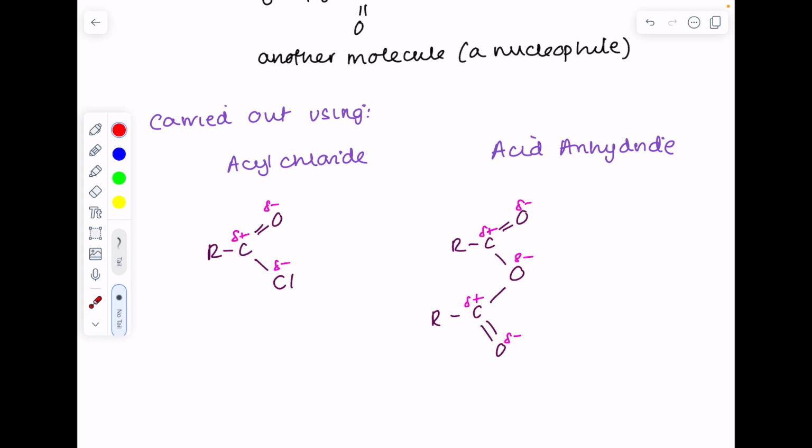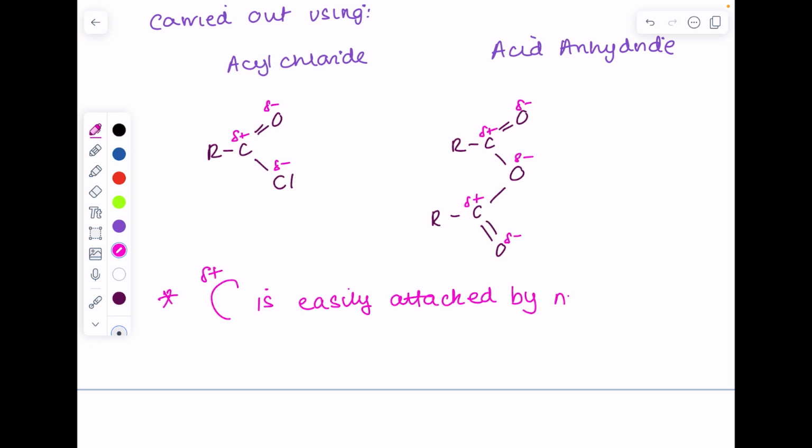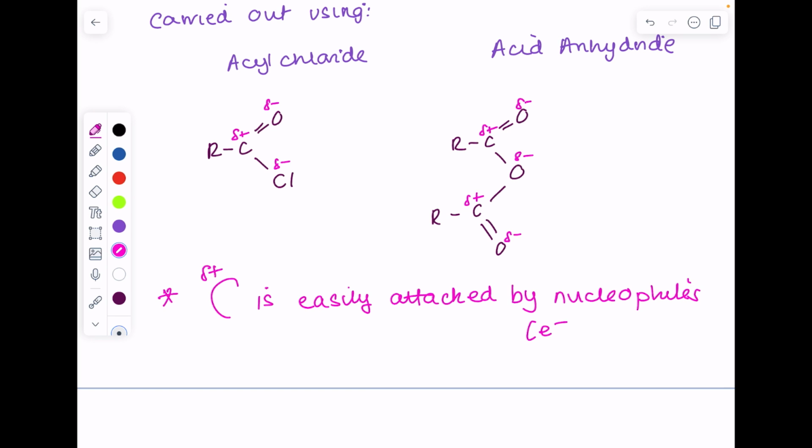So the chlorine and the oxygen of the acyl chlorides are obviously strongly electronegative. So the oxygen and the chlorine will both withdraw electrons from the carbon, rendering it slightly positive. And this slightly positive carbon is therefore easily attacked by nucleophiles. Again, here these oxygens of the acid anhydrides are electronegative, so they withdraw electrons from the carbon, meaning that again, the slightly positive carbon is easily attacked by nucleophiles. Remember that a nucleophile is an electron pair donor.